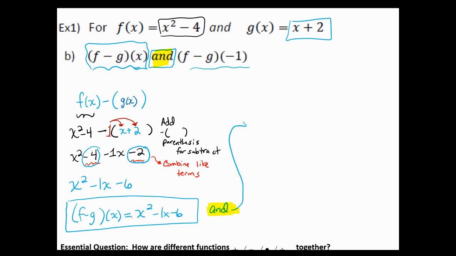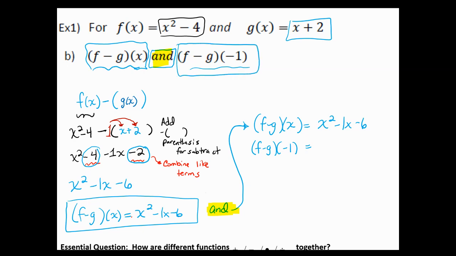Now we need to do that function, f minus g. I'm just rewriting myself here, so I don't have any room down at the bottom. So I'm rewriting it. Now we need to do that at -1. We're going to do this part now. Give you a minute to get caught up. So this was step 1. This is going to be step 2.